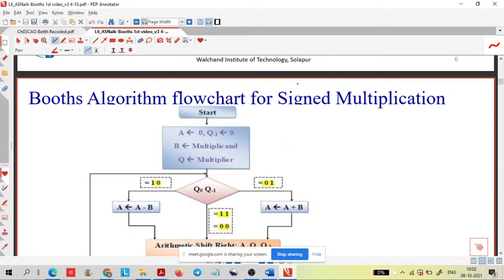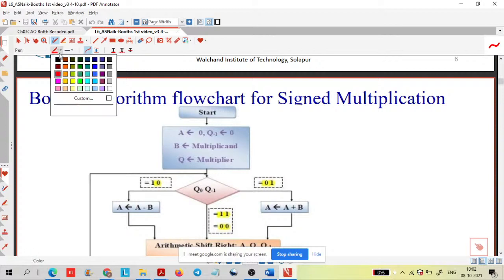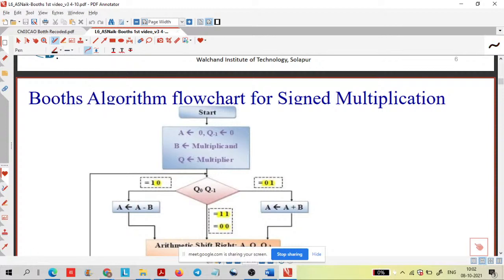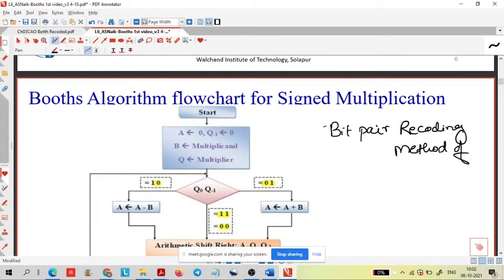So, in the last class, we discussed Booth's algorithm for signed multiplication. Today we'll discuss one more multiplication algorithm, that is called the bit pair recoding method of Booth's algorithm.